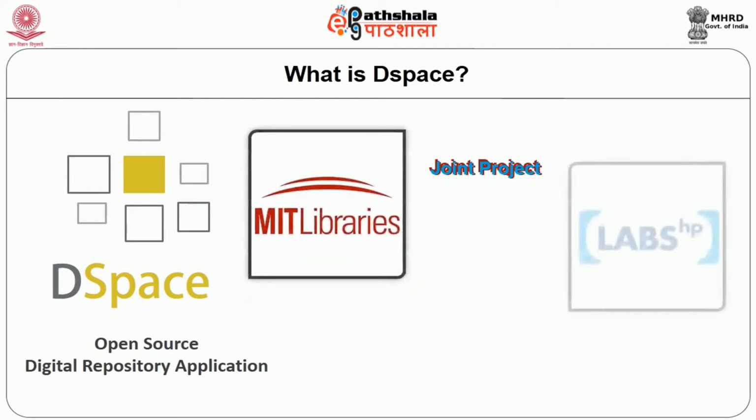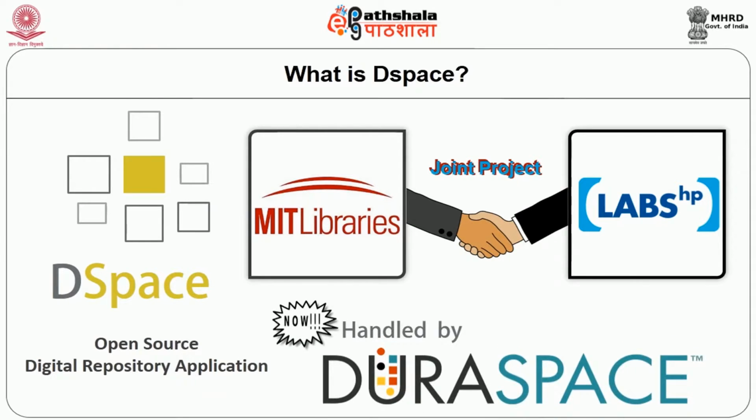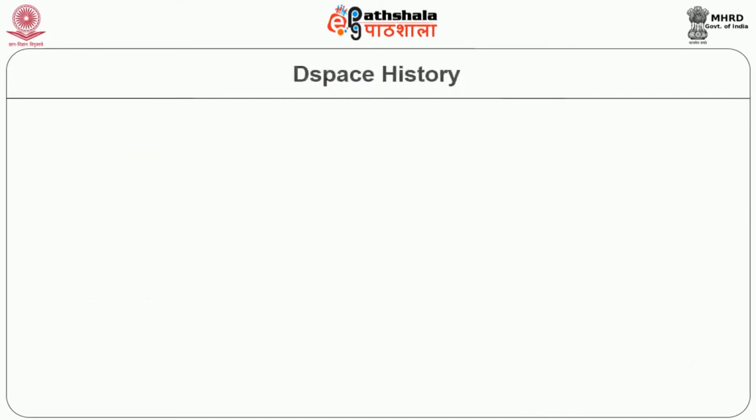DSpace is a joint project of MIT, and it is always appreciated if you give credit to the developer. It is developed by Massachusetts Institute of Technology Libraries along with Hewlett Packard Labs. And now a new foundation has taken over the development work of it. It is called DuraSpace. But we always give credit to these 3: MIT, HP and DuraSpace. And if you look at the history of DSpace, its development started somewhere in the year 2000, part of the HP-MIT alliance. HP and MIT came together. They thought that something should be given to society, and what better than a digital library solution.